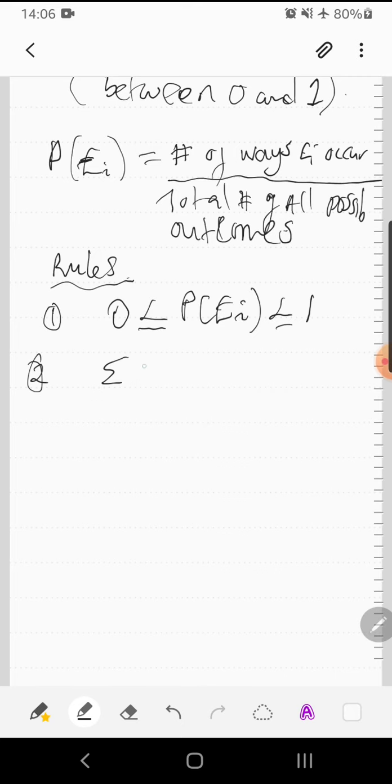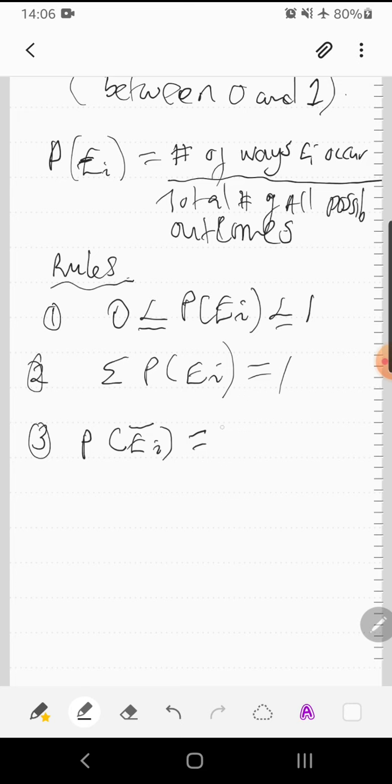Then the sum of all probabilities is 1. Then we also have the complement of the probability. If you know the probability of an event, then the probability that that event will not occur is known as the probability of the complement. So we put a bar on the E. So that is the probability of not occurring. It is just given by 1 minus the probability that that event will occur.